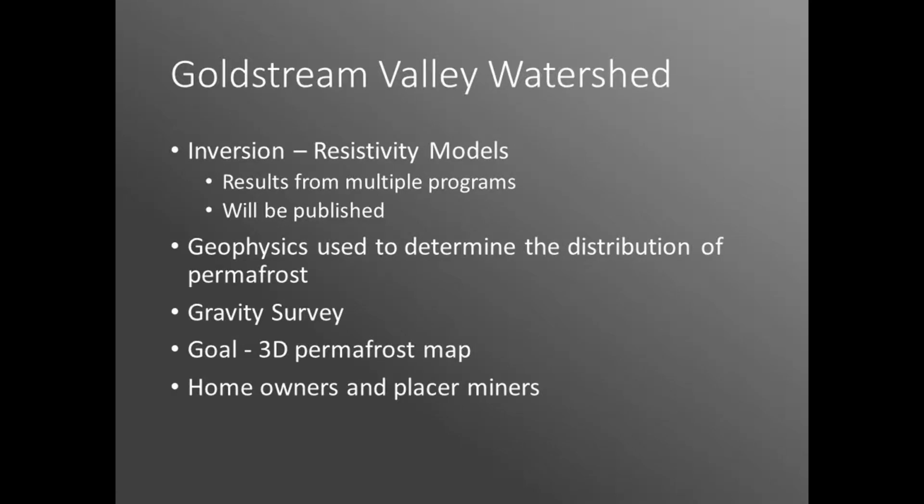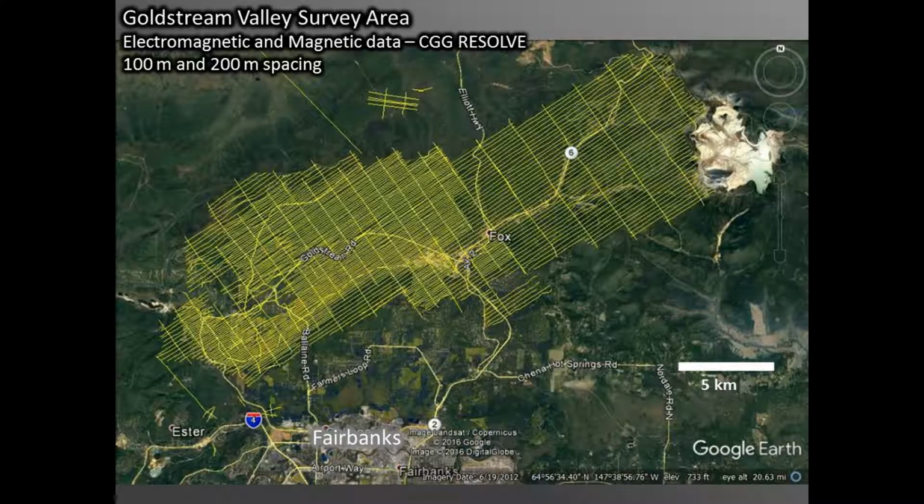So data definitely has benefits to other stakeholders. So here's a map of the survey. The town of Fairbanks is labeled down there at the bottom. And then you just go up over the hill, and this valley back here is Goldstream Valley, and the whole watershed was surveyed.